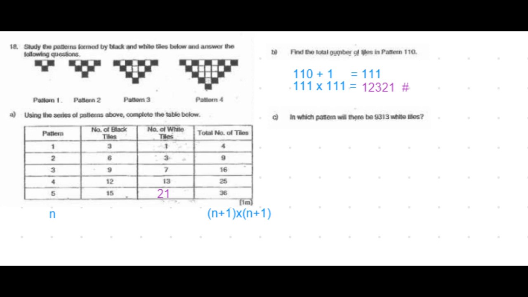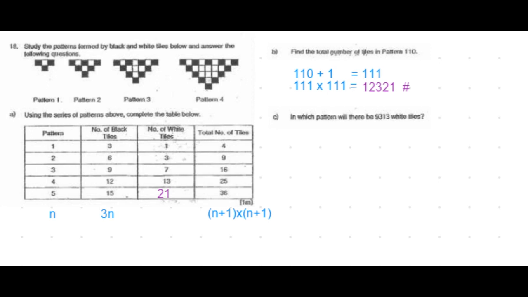Part C of the question is, in which pattern will there be 9,313 white tiles? For the number of white tiles, we need to subtract the number of black tiles from the total number of tiles. So let's look at the number of black tiles. It is increasing by 3. For pattern 1, it is 3 times 1. Pattern 2 is 3 times 2. So similarly, for pattern n, it should be 3 times n.